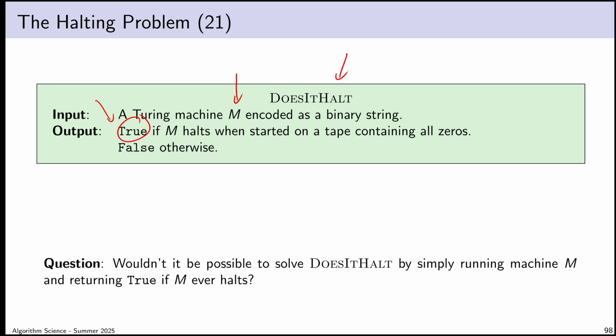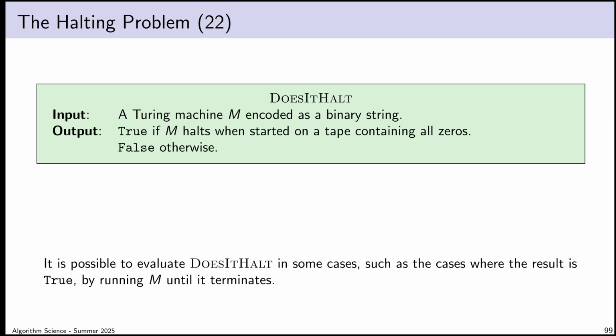But what if the answer is false? When do I stop? How long do I run the Turing machine for before I can conclude that the answer is false? That's the issue. Running the Turing machine doesn't give me any exit point where I'm allowed to say that the answer is false. So it is possible, obviously, to evaluate the does it halt function in some cases. I could run a Turing machine, as I said earlier, for 100 seconds or 100 steps. And if it's halted within that amount of time, I have an answer. However, there is no algorithm that in a finite amount of time can give me an answer, whether it be true or false, for any program or any Turing machine.